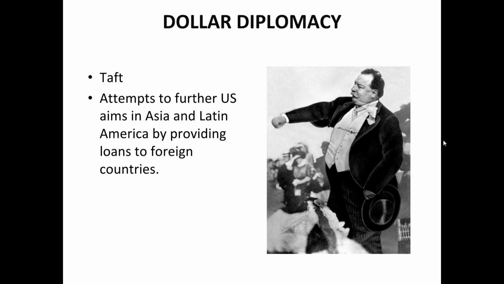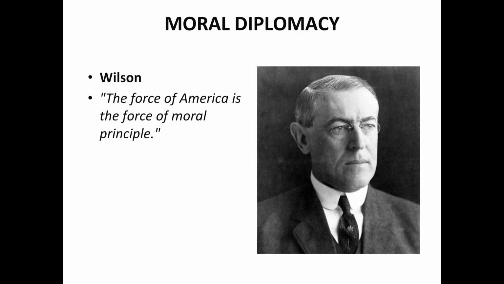After FDR is president, he really pushes Taft as a mentee to become president of the United States, and he thinks that Taft is going to be a carbon copy of him and follow all of his proposals. Taft, on the other hand, does not necessarily do that as much as Roosevelt would have liked. He attempts to further U.S. aims in Asia and Latin America. He provides loans to foreign countries.